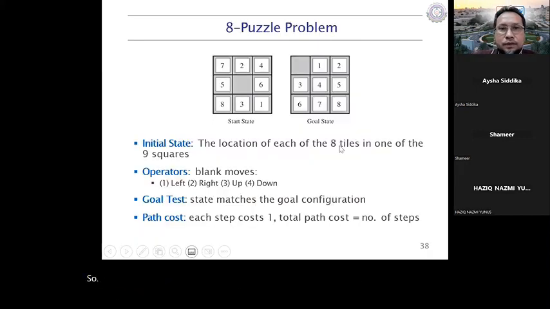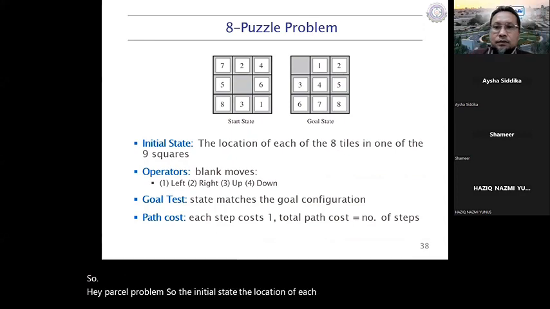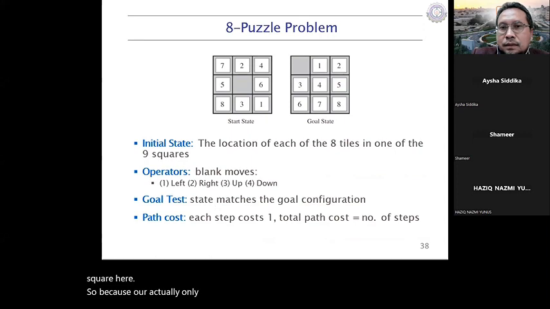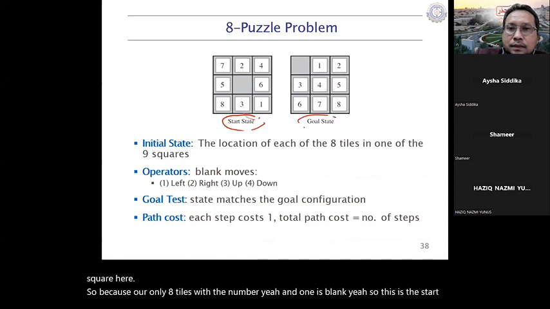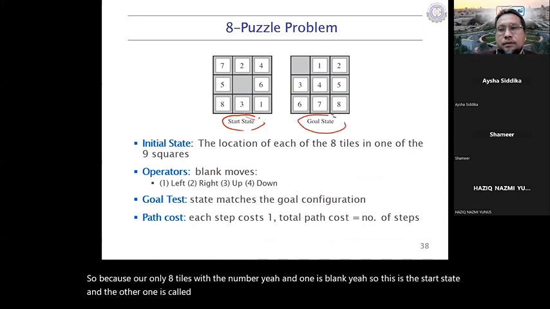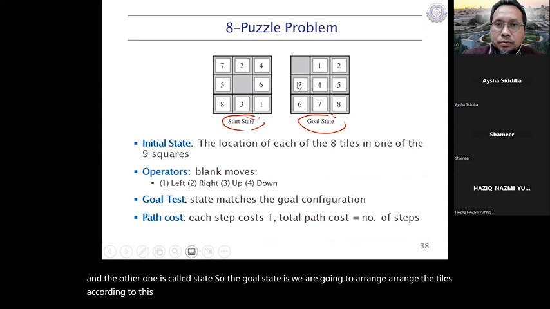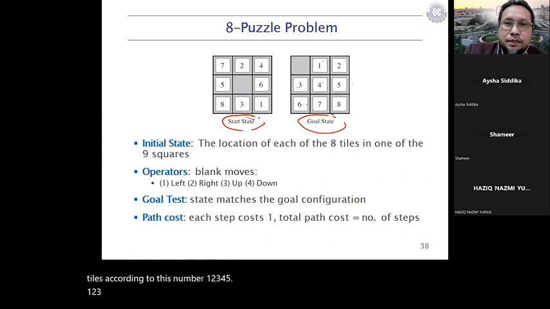8 puzzle problem. The initial state is the location of each of the 8 tiles in one of the 9 squares here. There are actually only 8 tiles with numbers, and one is blank. This is the start state, and the other one is the goal state. The goal state is where we arrange the tiles according to the numbers 1, 2, 3, 4, 5, 6, 7, 8.